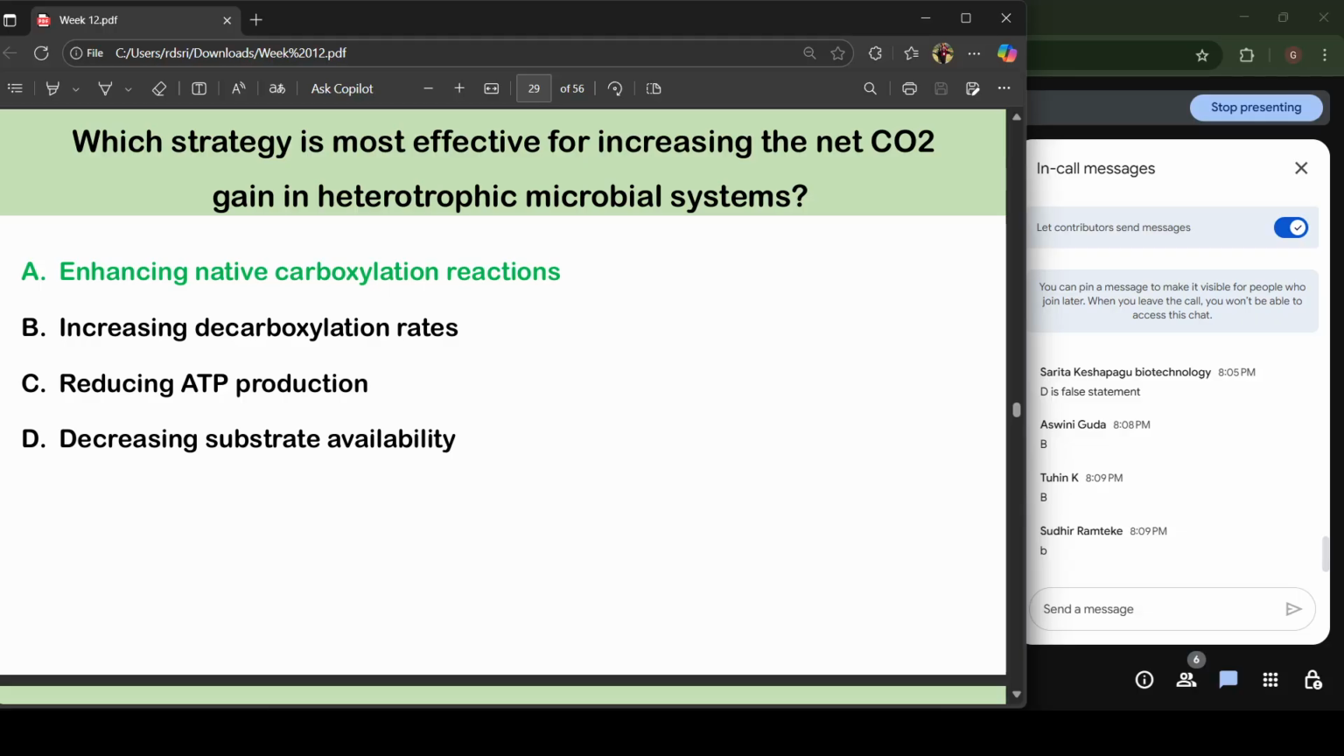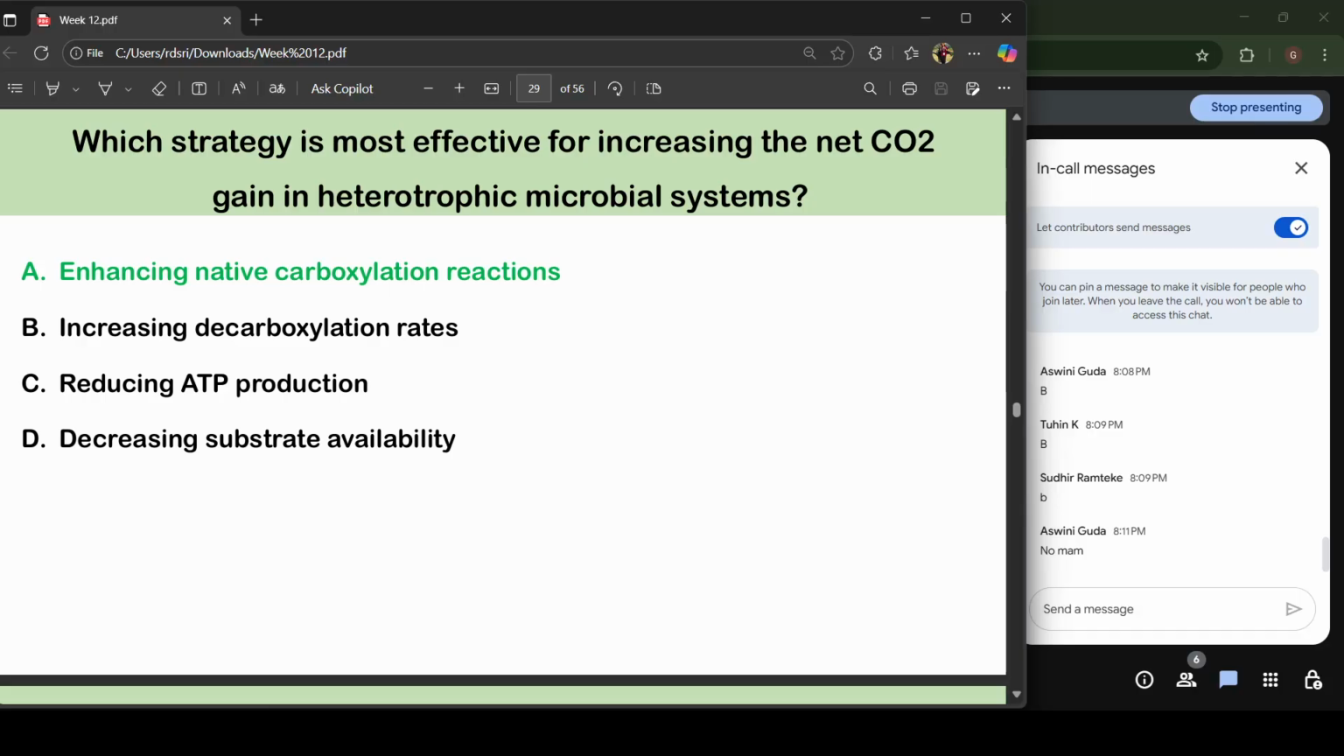Any answers? So by enhancing the native carboxylation reactions, we can increase the net carbon dioxide gain in heterotrophs. This is because here we try to improve the activity of the carboxylase enzyme and increase the availability of the intracellular carbon dioxide. So this allows more carbon to be fixed into organic compounds rather than the carbon dioxide escaping the system during metabolism. So that is the rationale behind which I gave the answer to be enhancing native carboxylation reactions.